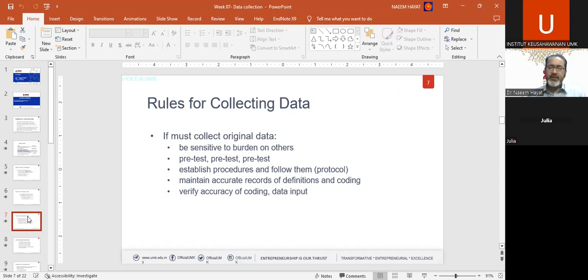Maintain accurate records of definitions and coding. It means beforehand, we need to actually define the variables, their coding, as well as the question items that we are going to use for the data collection.